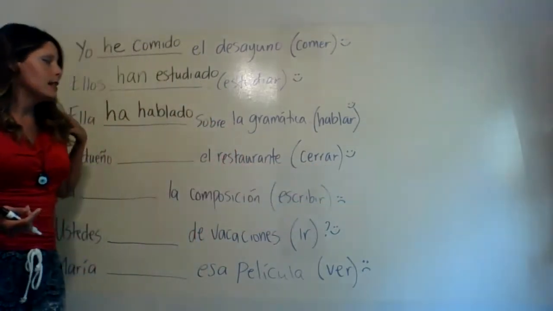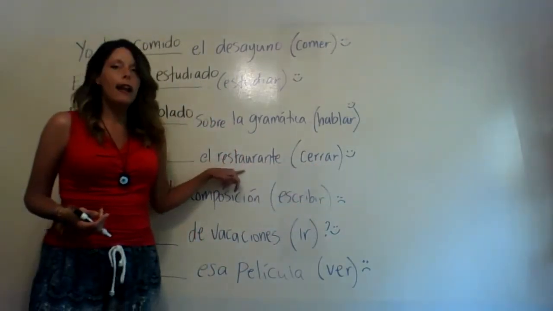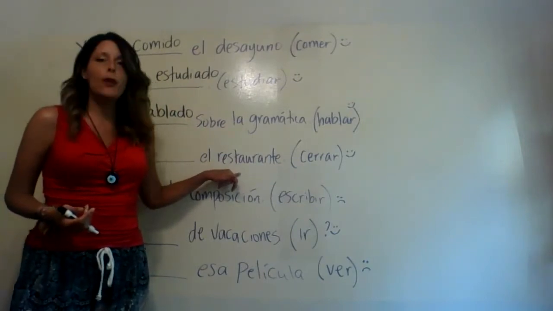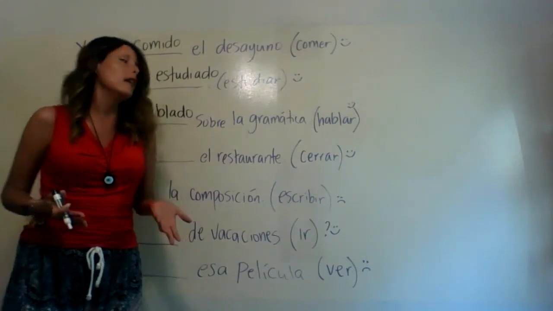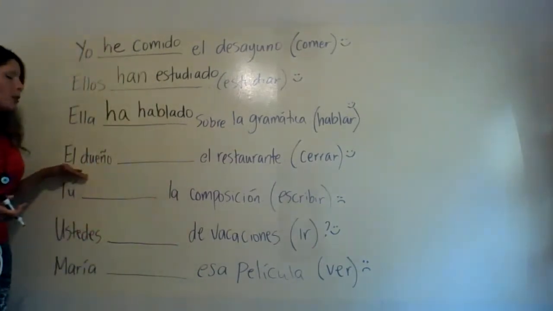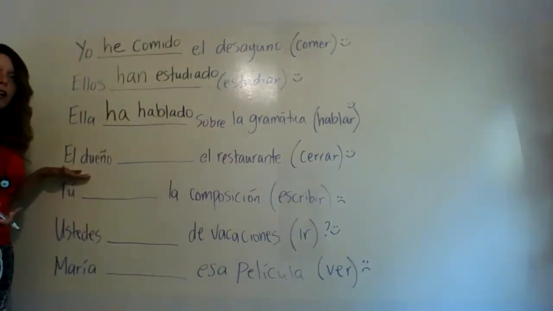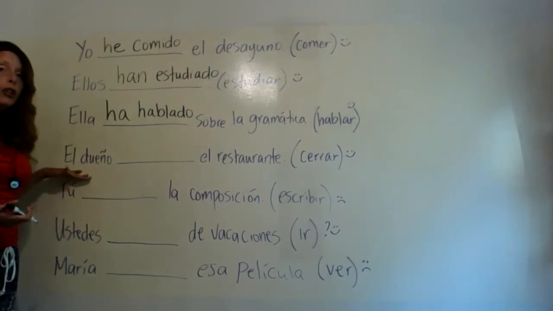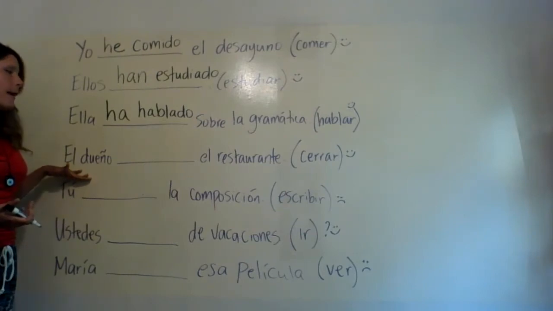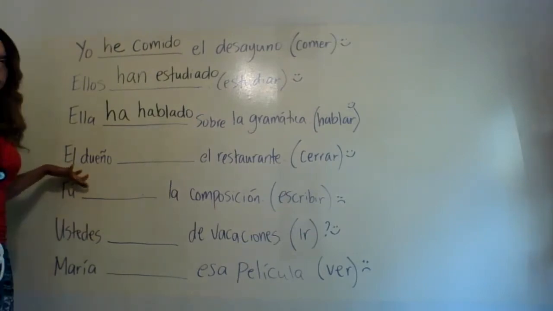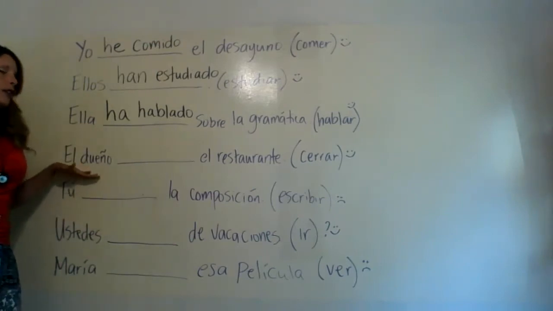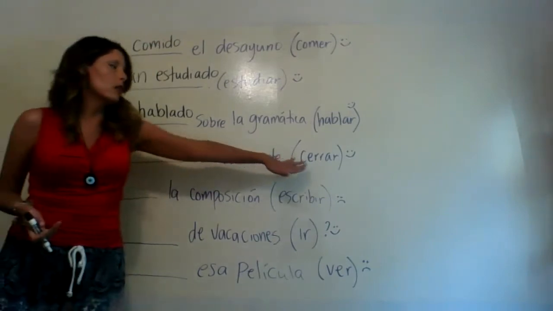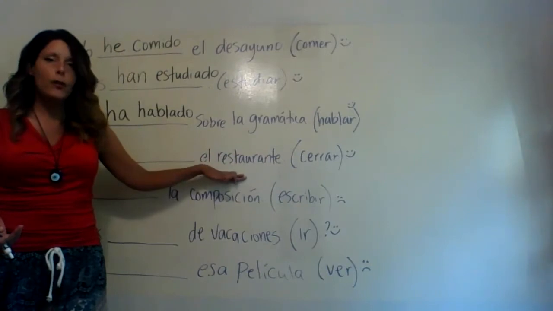But let's see what the sentence is trying to say. Well, el restaurante means the restaurant. El restaurante, the restaurant. And this word, this subject right here, el dueño, means the owner. El dueño, the owner. In this case, it happens to be a dude who is an owner. El dueño, something about clothes, I don't know, something about the restaurant.